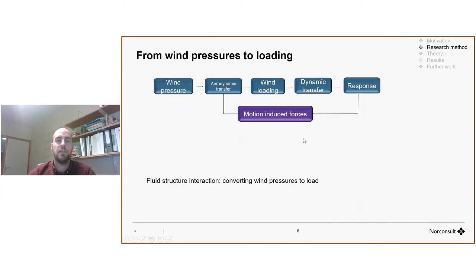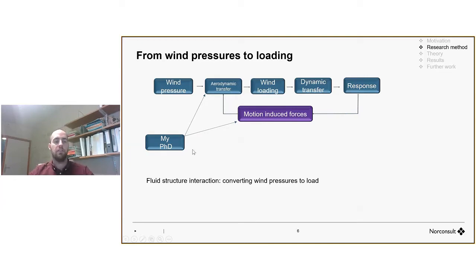So if you see the zoomed version of it, you have the wind pressure on the left side, and then the aerodynamic transfer function, wind loading, and the dynamic transfer function, and then the response. Then you have the motion induced forces, because the motion of the bridge changes the wind load again, so the aerodynamic transfer functions need to be updated. So this is basically what my PhD is about, this aerodynamic transfer function and the motion induced forces in it.